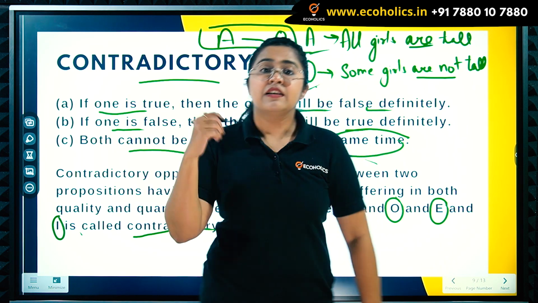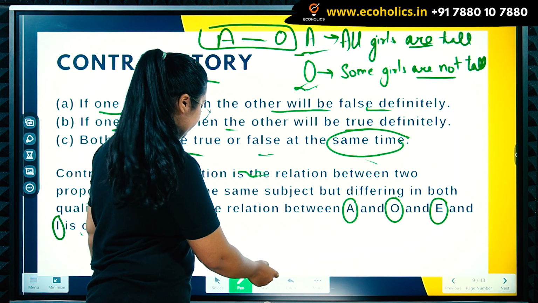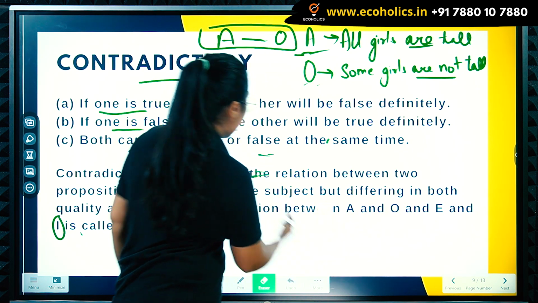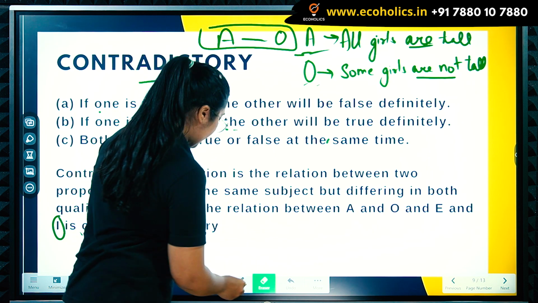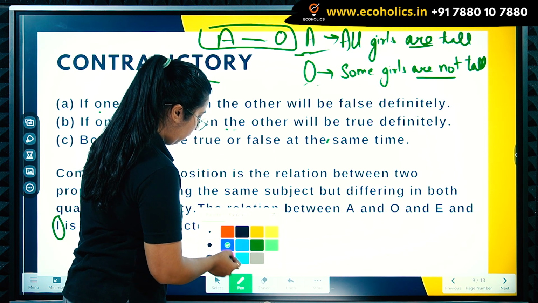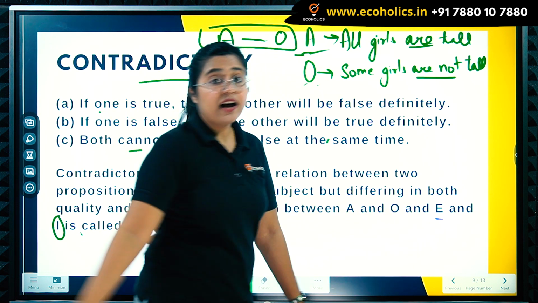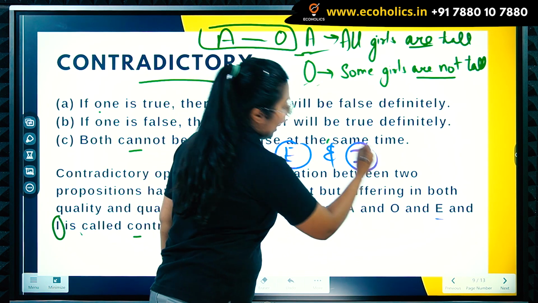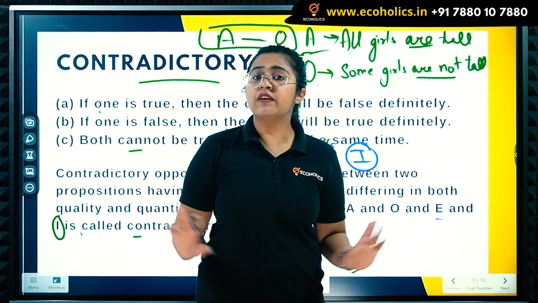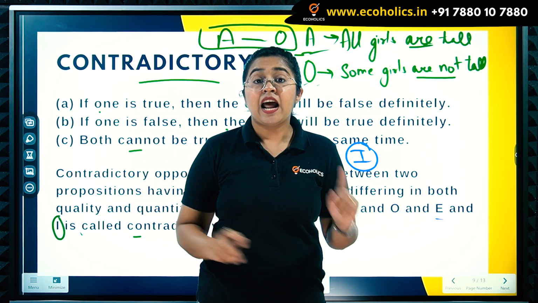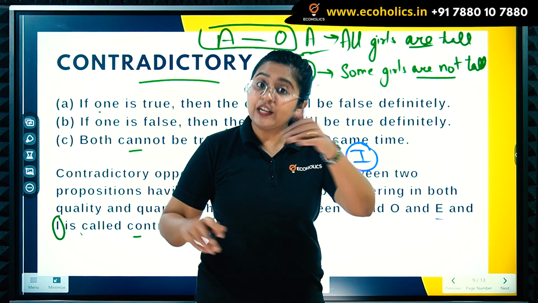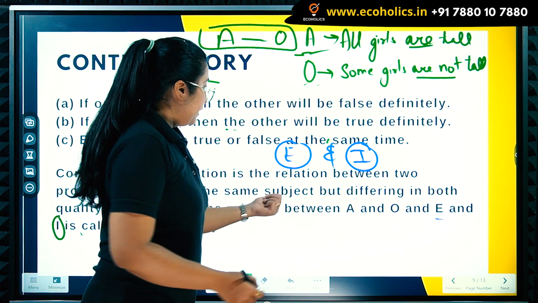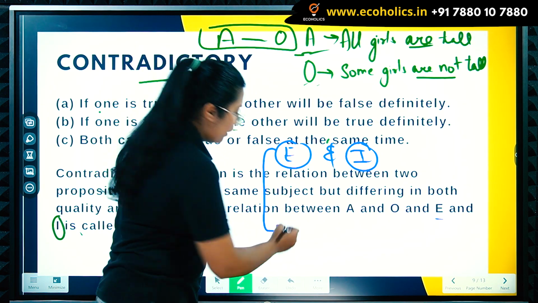Let's try the second important rule that we have. This was from the point of view of A and O. Now we are going to identify from the point of view of E and I. So we have E and I type of statements. E type of statement is a universally negative statement, right? And I type of statement is a partially inclusive statement, that is, a partially affirmative statement, right?